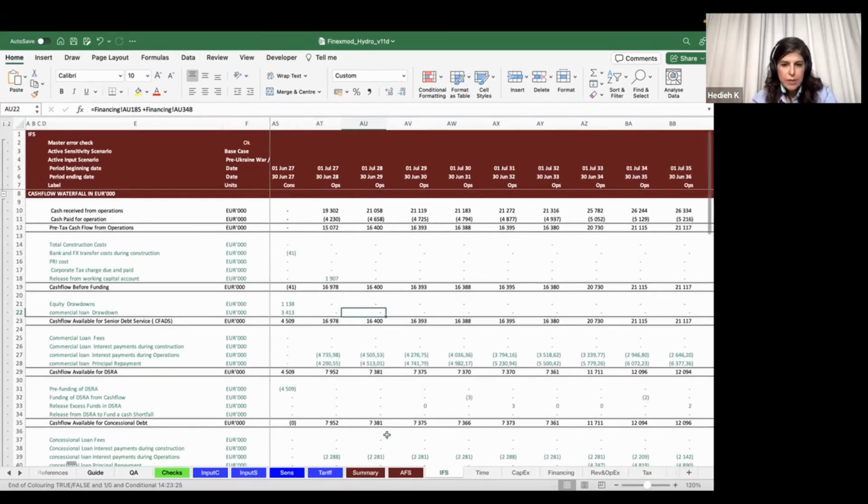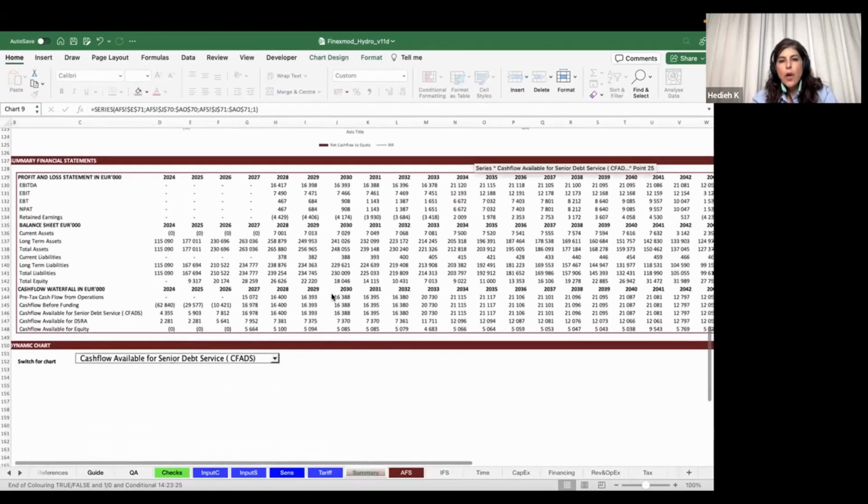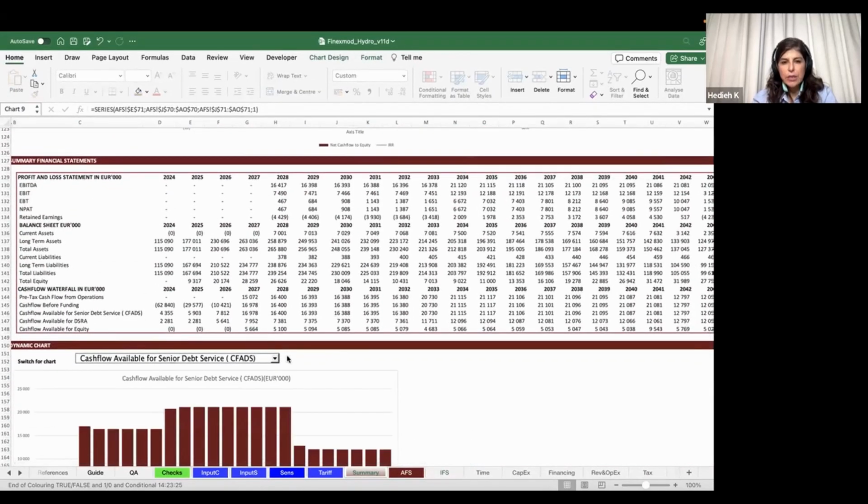And it's such an important statement that you want to put a summary somewhere in your summary sheet, and you also make some dynamic charts so that people can go over these different important lines, like the cash flow available for debt service. Putting a summary of this cash flow statement in your summary sheet, along with some visuals, is also a good practice.